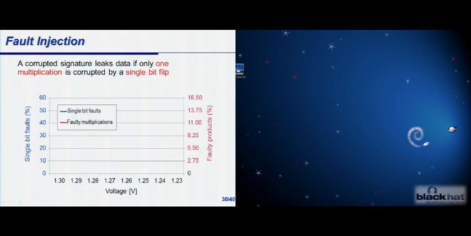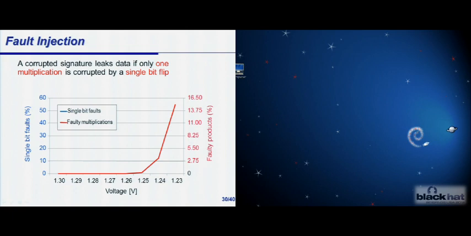So we did a bunch of analysis of how we get to the point where we get exactly the type of faults we want. So we start lowering the voltage. Look at the y-axis on the right. And the more we lower the operating voltage, the more the system starts making mistakes.